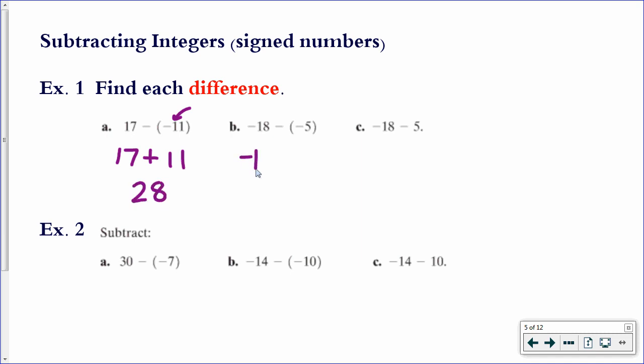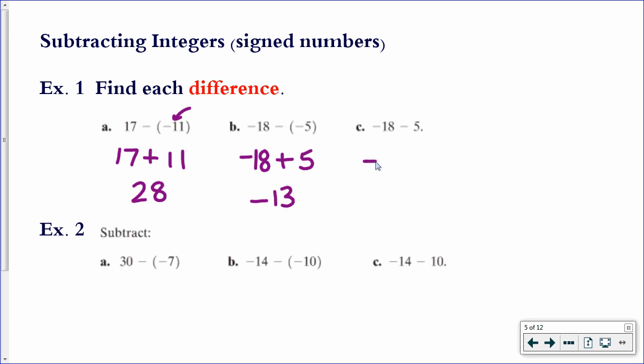Negative 18, we're going to keep the same first number, right? That's where we start on the number line, and we're going to change this to addition of positive 5, right? Adding the opposite. That's what subtraction means to do, to add the opposite. And then I can use my addition rules or my number line trick. If I'm starting at negative 18 and adding 5, I'm going up the number line and ending at negative 13.